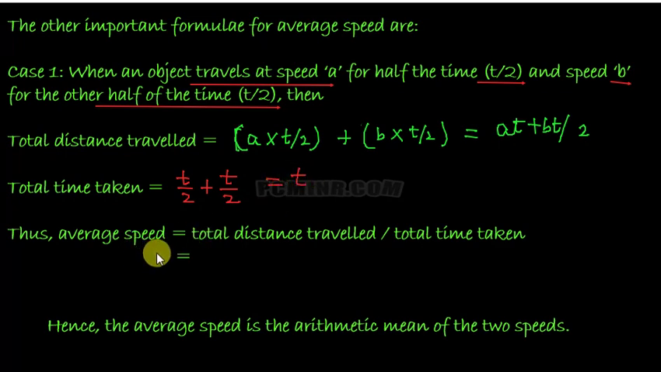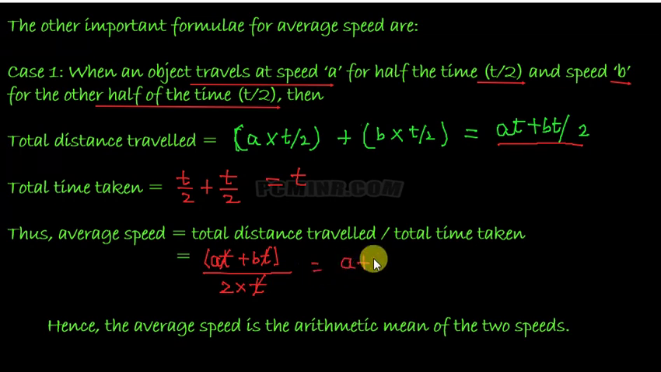Therefore, the average speed formula is total distance traveled upon total time taken. The total distance traveled is (AT plus BT) by 2, divided by the total time taken, which is T. Now T is common throughout, so it can be cancelled out. So you have (A plus B) by 2. This means that if you have speed A for the first half of the time and B for the second half, then the average speed is the arithmetic mean of the two speeds.